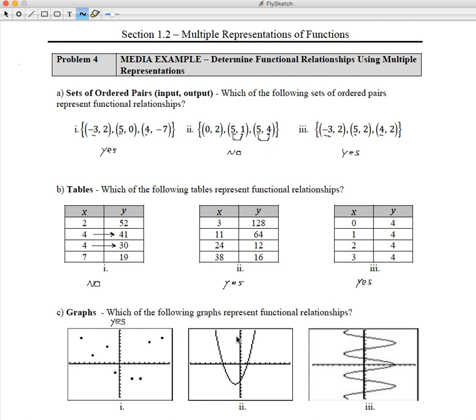Same thing with the second one. If I look at the graph here, any vertical line that I draw will only intersect the graph in one place. This is also a function. And then the last one, if I look at the graph here and I draw a vertical line, I'm going to intersect this graph in multiple places, meaning I have the same input associated with multiple outputs. That is a problem for a function. So this one is a no.